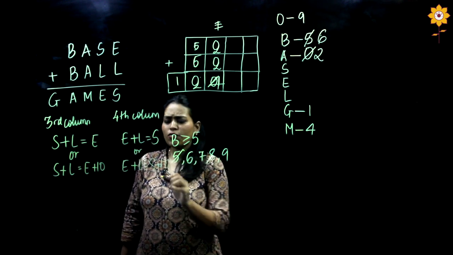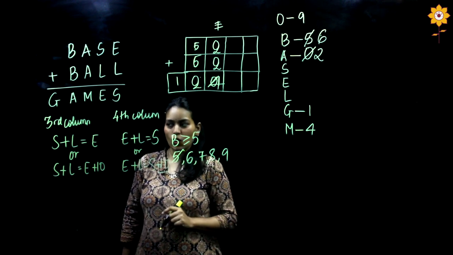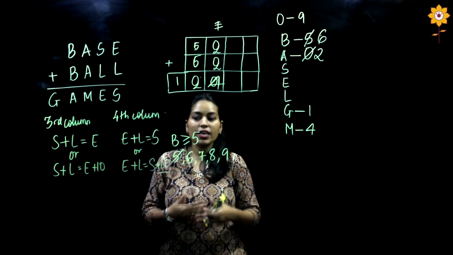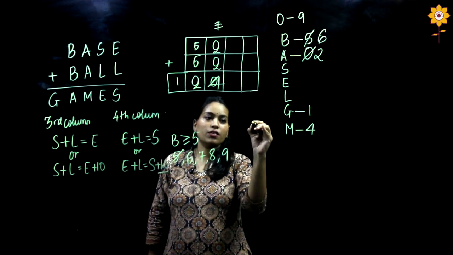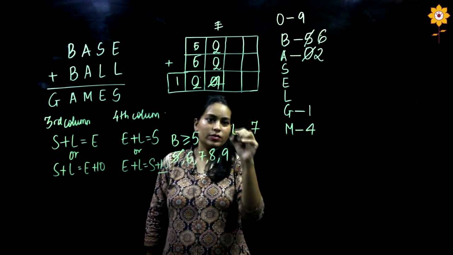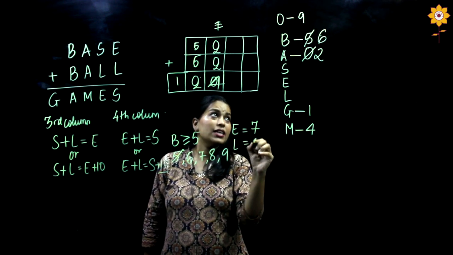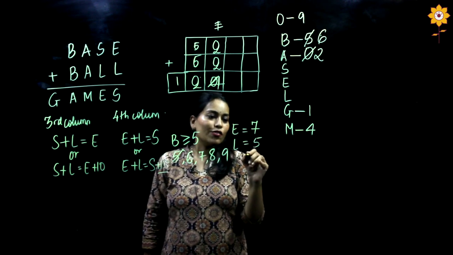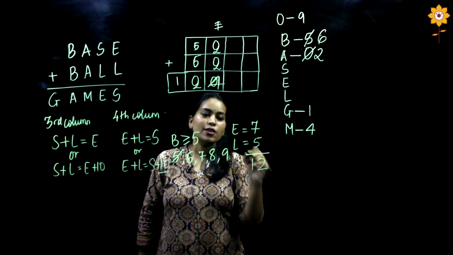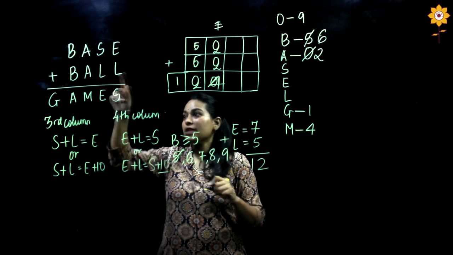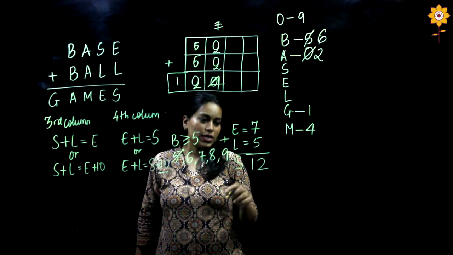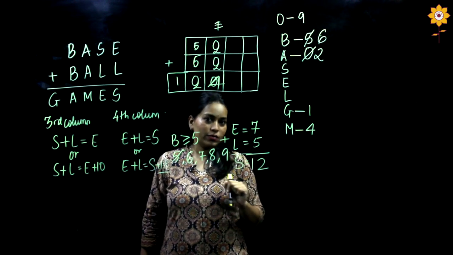Now, you might think from where this 10 is coming all of a sudden. Now, let's say E and L are some values like this. If let's say E is 7 and let's say L is equal to 5. Let's say we are just assuming. If you add these numbers, this is going to result in 12, right? So, E plus L is equal to S. So, what is the value that S will get? S is not equal to 12, right?